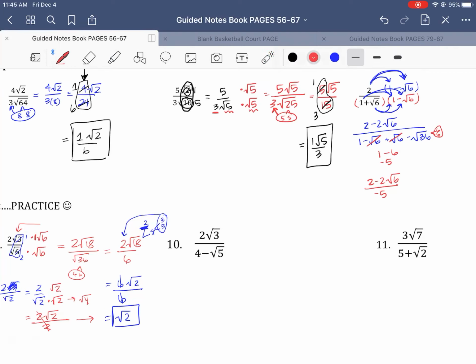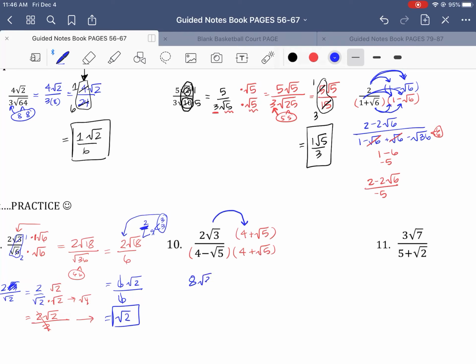So let's look at number 10. Again, we've got a binomial on the bottom, so I know that I need to use its conjugate. And if I multiply the top, I also multiply the bottom by that same thing. Again, conjugate is the same binomial, different operation sign. Again, on the top, I have a binomial that needs to be multiplied, so I start with these first two terms. The 2 times the 4 is 8.